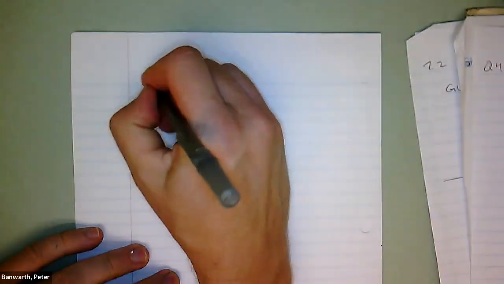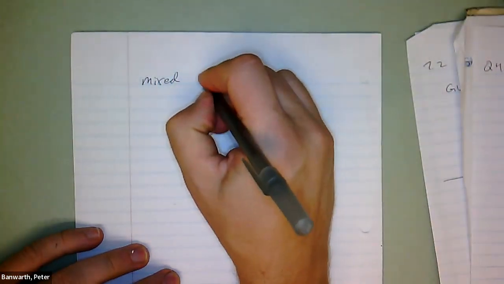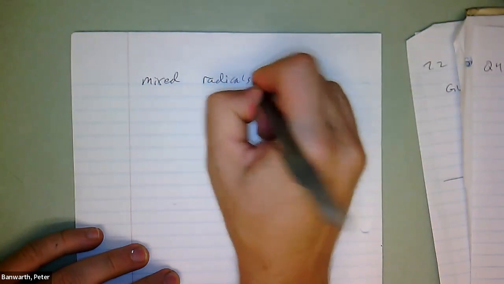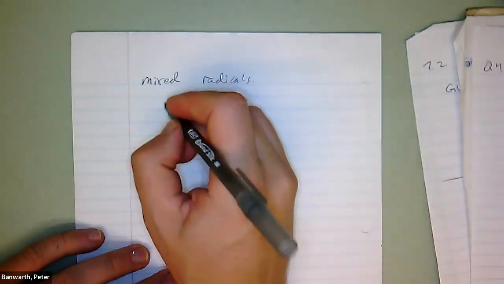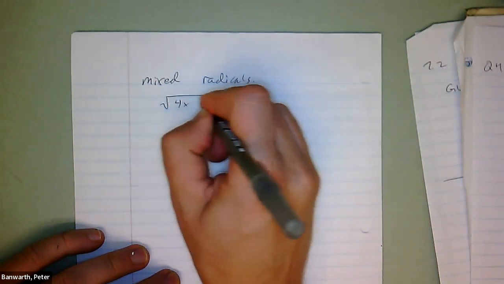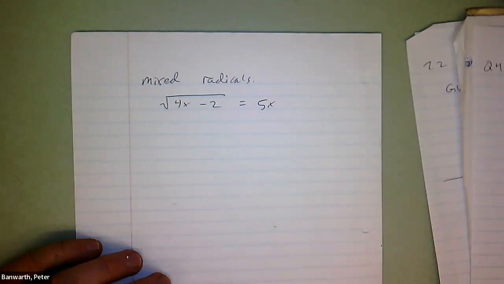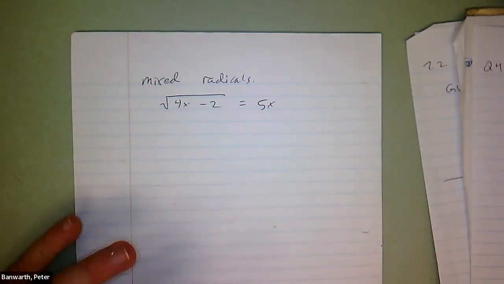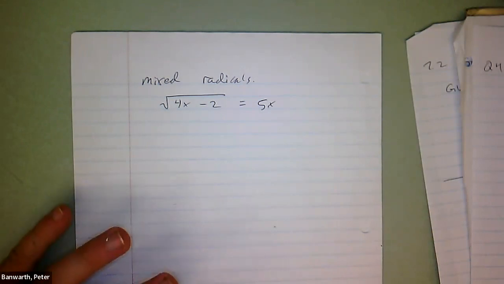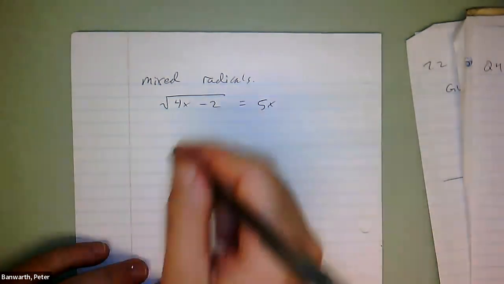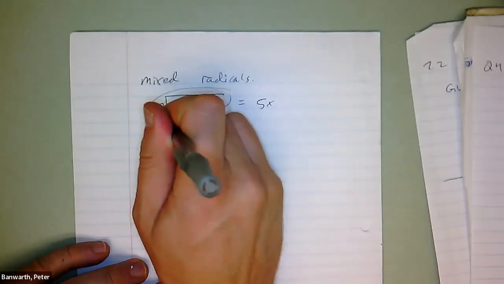All right, moving on. What if you have an equation that's what's called mixed radicals? So let's look at, for example, the square root of 4x minus 2 equals 5x. And I'm trying to solve this for x. There's a couple of things you could try. There's only one thing that's really a good idea, and the good idea is to isolate the radical.